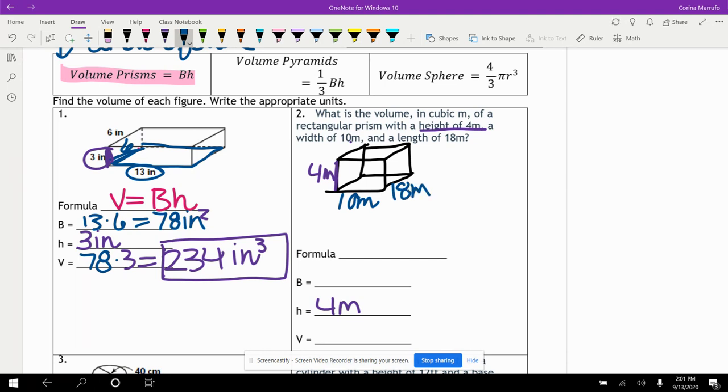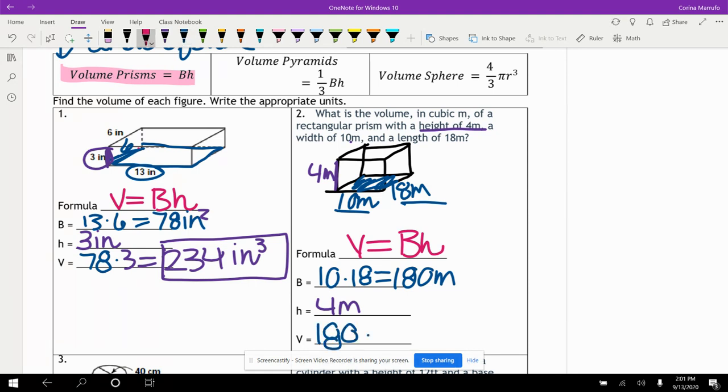For our formula, we are going to use the same thing. They already told us it's a prism, so volume equals big B times little h, our base times our height. Now our base, we're going to multiply 10 times 18, which gives us 180. That gives us the area of the base. Then to find the volume, we're going to multiply our base, our big B, times our little h, so times 4. When we plug that in, 180 times 4 gives us 720. And remember, our units are meters cubed. Once again, I forgot to put the square there. Sorry about that.